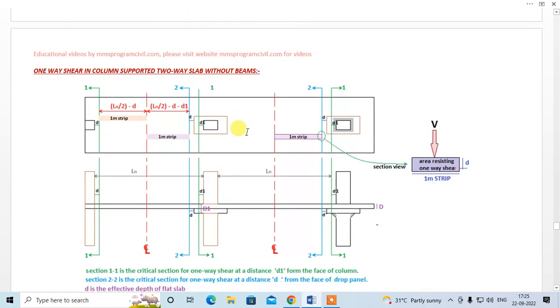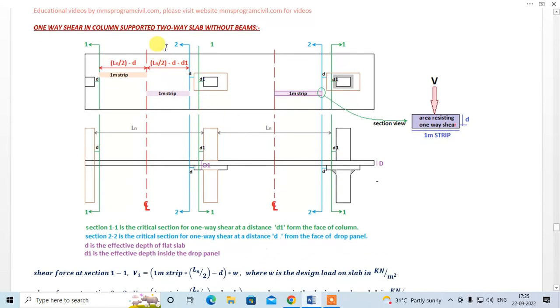Now, one-way shear for column supported two-way slab. The theory remains the same. We know that in case of one-way shear, we have to take a section at a distance d. I have taken three cases over here. This is simply a column without any drop or capital. This is a column where there is a drop. And this is a column where there is a drop and a capital.